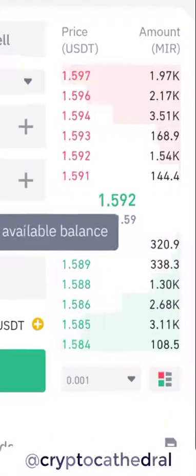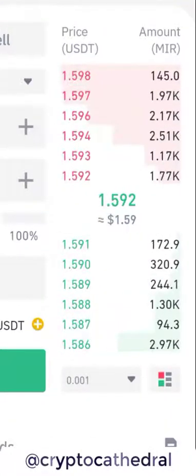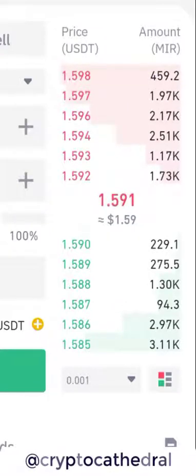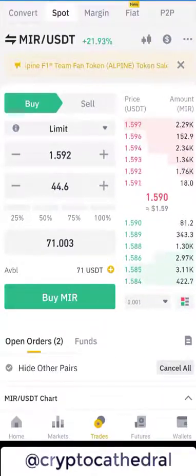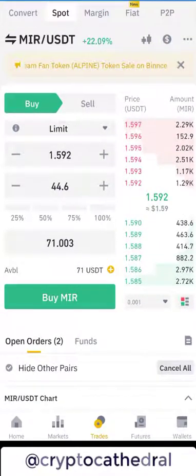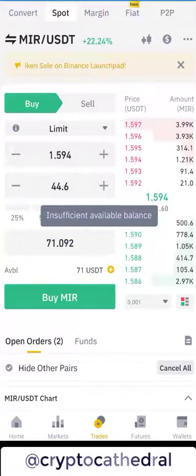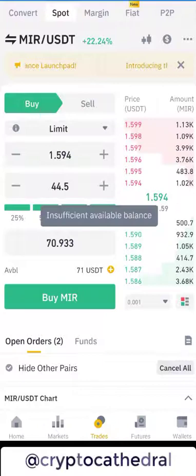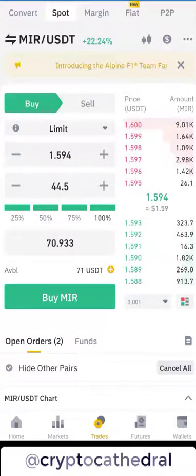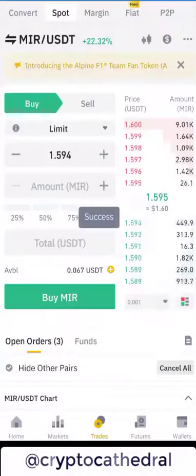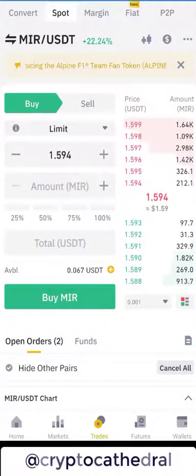Now you can see this is the order book. The prices you can see in red are the sell orders, while the prices you can see in green are the buy orders. If you want to buy at the current price, you don't want to set a buy or sell order, you just want to execute a trade. You just come here, click on the first sell order, and put the amount you want to buy. I want to buy $70 worth. So once I click the buy order, automatically it gets executed.